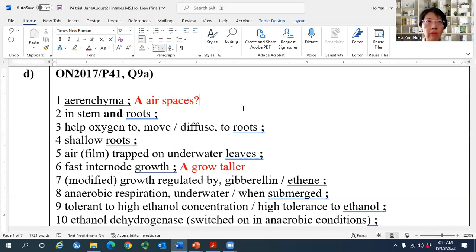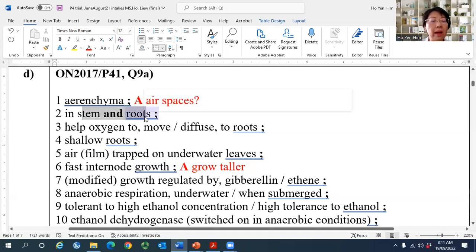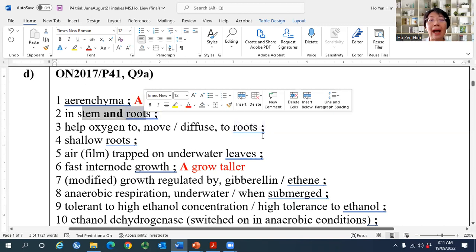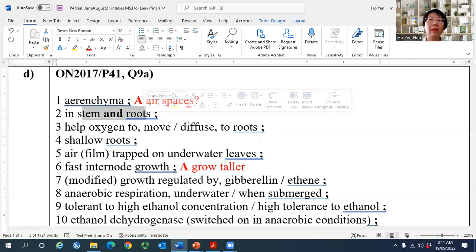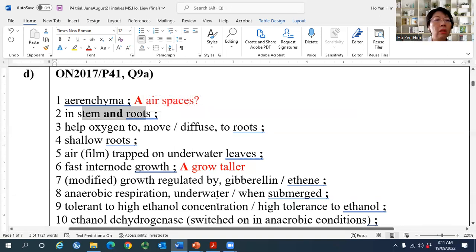So there is parenchyma in the root and stem, state very clearly. You see, root and stem is 1 mark. That's why a lot of students didn't get this mark, because they only talk about the root but didn't talk about the stem. It must be a continuous parenchyma so that the air from the leaf can diffuse to the stem, then only to the root. So both stem and root must have parenchyma. That will help oxygen to diffuse into the roots.